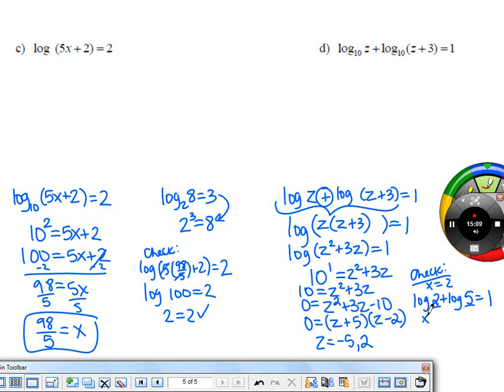Whereas when I plug in negative 5, my problem says the log of negative 5 plus the log of negative 2 equals 1. These both are not calculatable, so this solution is extraneous. So I'm just going to keep that z is equal to 2. Now notice I did not plug them into the combined equation. I plugged them back into the original equation because that's what I was asked to solve. And I need to acknowledge that those negative values won't work in that equation.